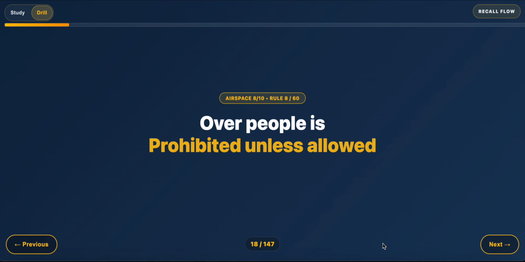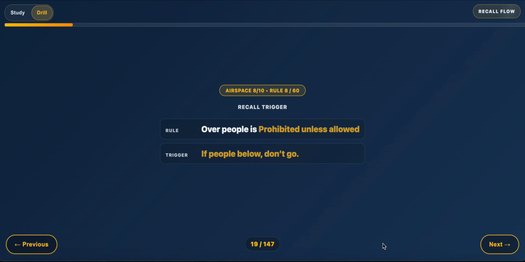Rule 8. Operations over people are restricted by default. Unless a specific allowance applies, flight over individuals is not permitted. Trigger phrase, if people below don't go. I kind of like this one because it rhymes. I mean, some of them rhyme, but this is one of my favorites. If people below don't go.